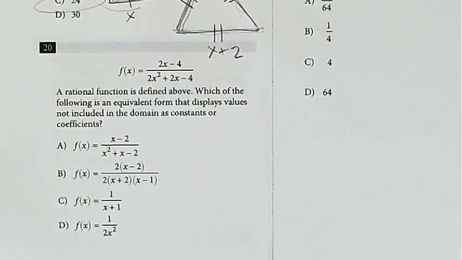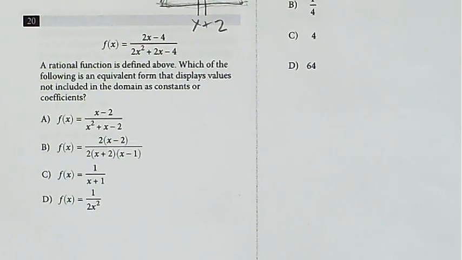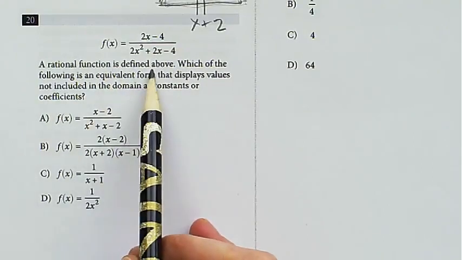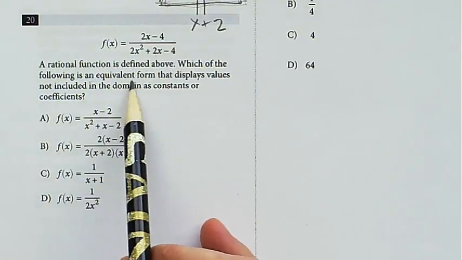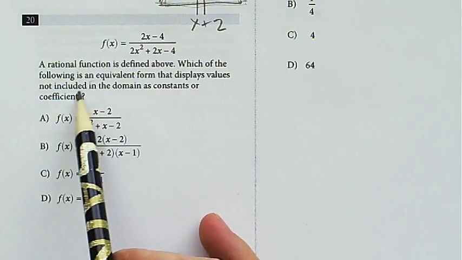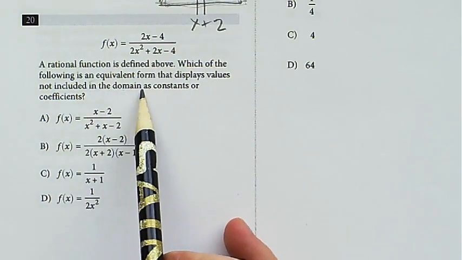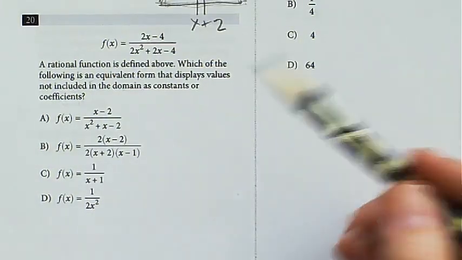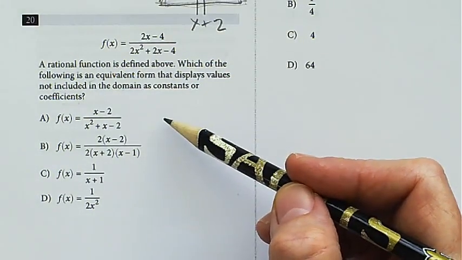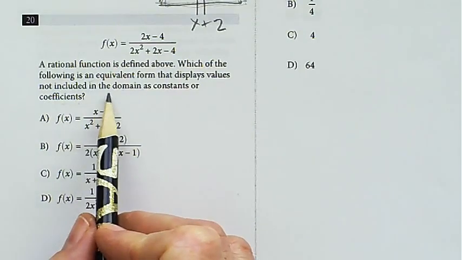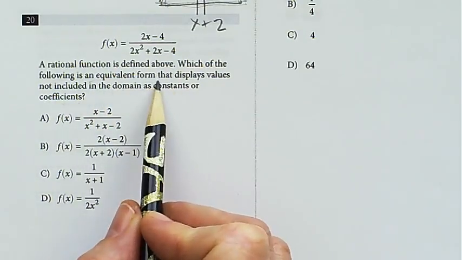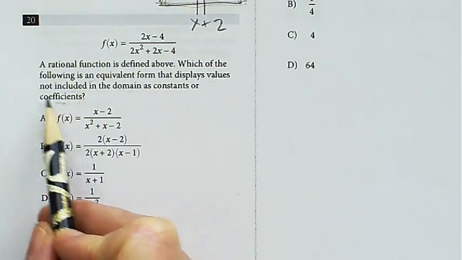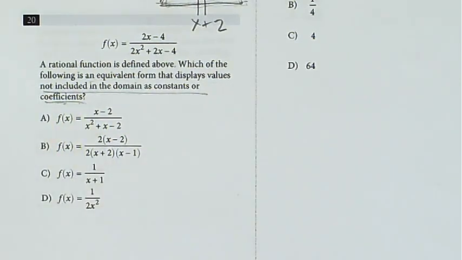Okay, for number 20, this one I will tell you is a little bit challenging just because of how it's worded. A rational function is defined above. Which of the following is an equivalent form that displays values not included in the domain as constants or coefficients? So when I first read this problem, I thought, displays values not included in the domain as constants or coefficients. A lot of students are going to look at that and go, what the heck are you talking about?